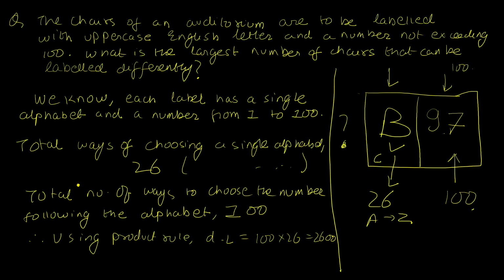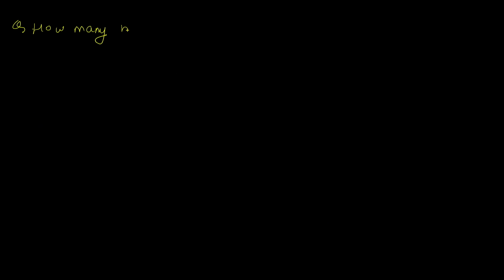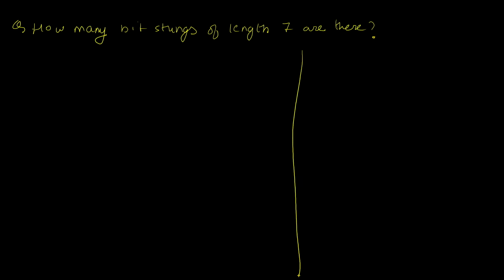Alright, diving into more problems. How many different bit strings of length 7 are there? So we know that a bit string is just a string using zeros and ones, and I want to form such a string of length 7. So I'm going to have 7 characters or 7 bits, and each of these bits has 2 possibilities. They can either be a 0 or a 1. So that means there are 2 ways I could plug a value into this position, and the same argument would hold for all bits. We can put 2 possibilities for each of these positions.